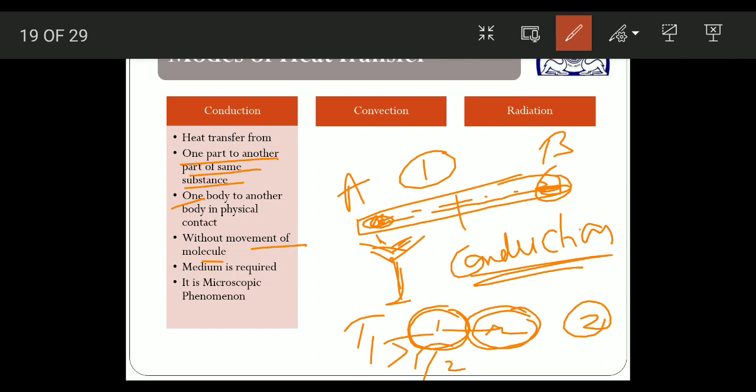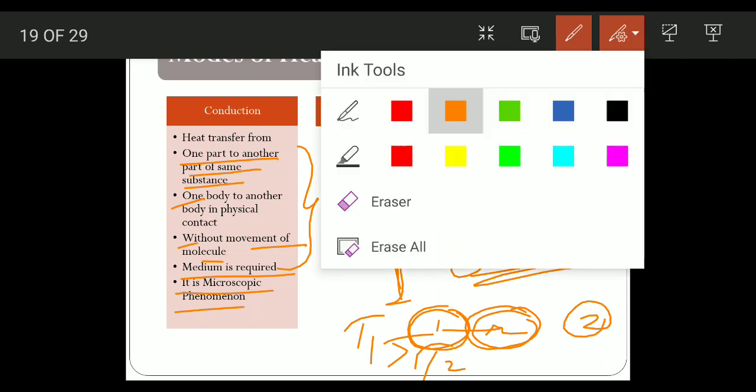While defining conduction, you should be able to write these three points in the definition. First, conduction is the mode of heat transfer in which heat is transferred from one part to another part of the same substance, or from one body to another body which are in physical contact with each other, and third, without appreciable movement of the molecules. In this case, a medium is required. Unless there is a medium, it is not possible. It is a microscopic phenomenon. That means we cannot see the transfer of heat energy from one part to another with the naked eye. It is a microscopic-level mechanism, and that is why it is known as a microscopic phenomenon. I hope you understand this.